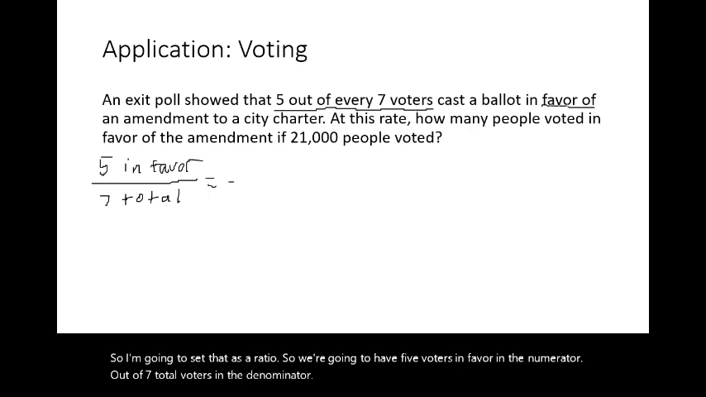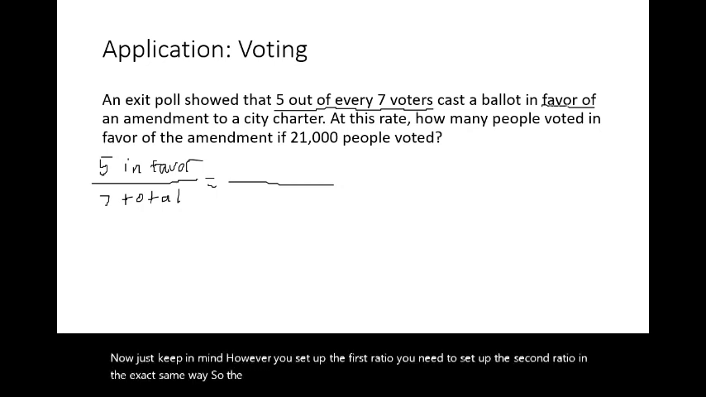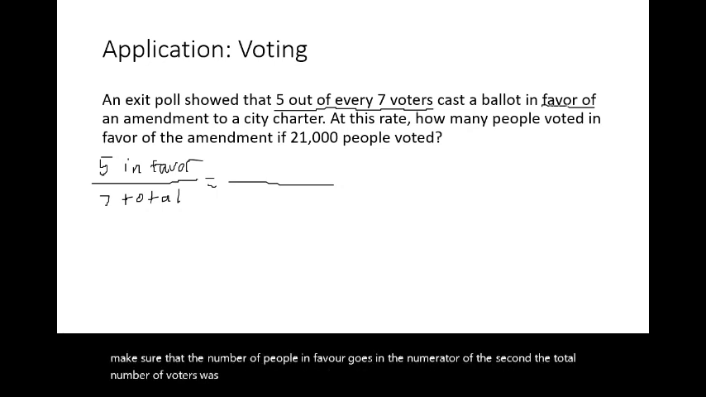Now just keep in mind, however you set up the first ratio, you need to set up the second ratio in the exact same way. So the number in favor went in the numerator of the first ratio, so I need to make sure that the number of people in favor goes in the numerator of the second. The total number of voters was in the denominator of the first ratio, so the total number of voters needs to go in the denominator of the second ratio.